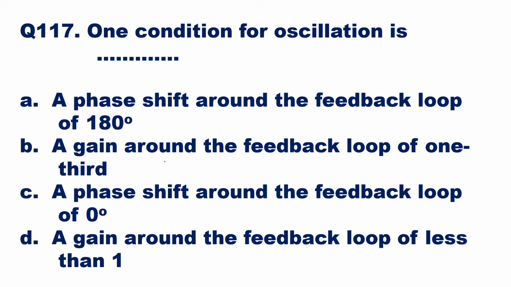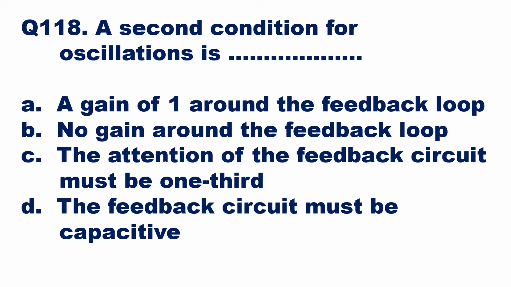Option C is right because we make the phase shift 360 degrees around the loop, and therefore it is taken as 0 degrees. So option C is the right answer here. A phase shift around the feedback loop of 0 degrees. Then we'll go to question number 118.